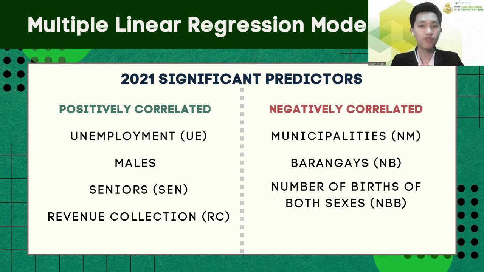Due to empirical observations for unemployment, higher COVID-19 risk corresponds to a higher number of unemployed individuals due to lockdowns during the pandemic. Males also show a positive correlation as affirmed in Boyer, while the results on seniors correspond with the fact that seniors tend to have comorbidities. On the right, a negative correlation for municipalities and barangays indicates that local government units do aid in mitigating COVID-19 transmission, while revenue collection is positively correlated with COVID-19.